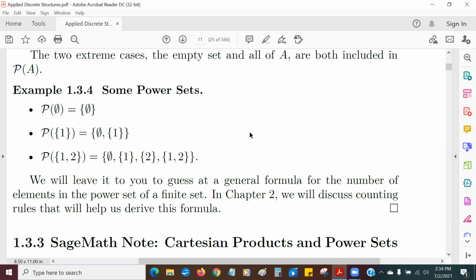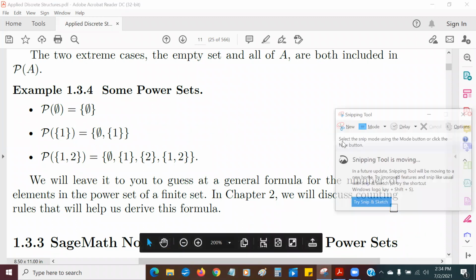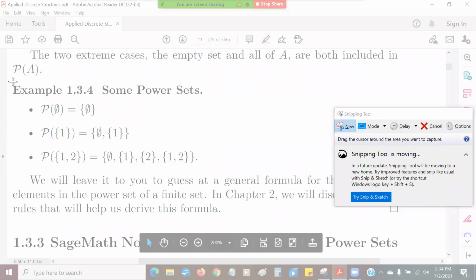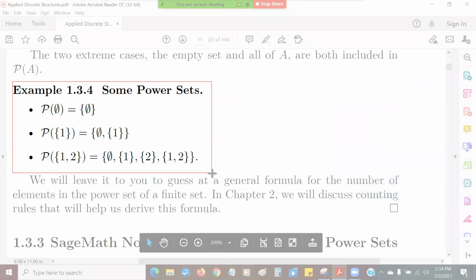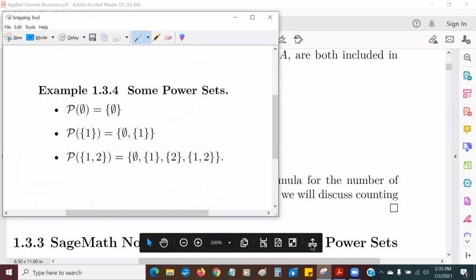Let's do the cardinality of the power set of the set {1, 2, 3}. They're leaving this as a little challenge here. They want us to guess a general formula, but let's do some examples that we can start guessing from.